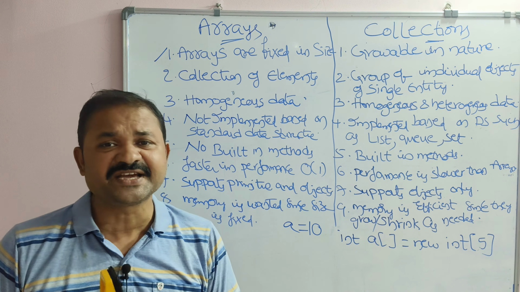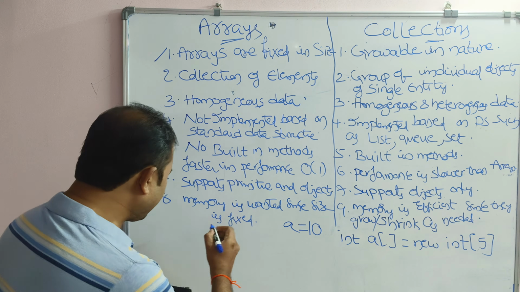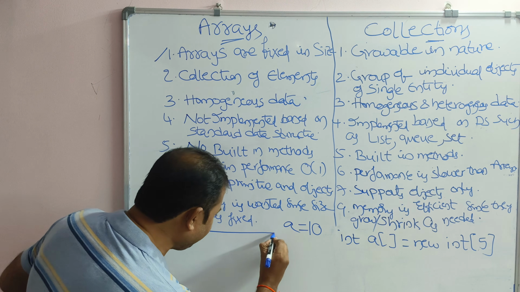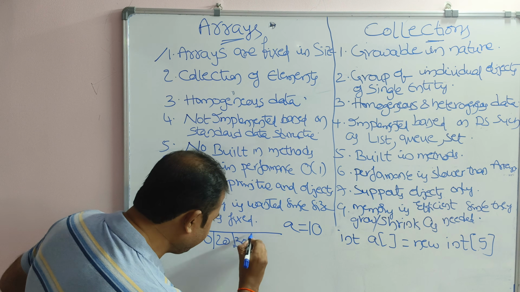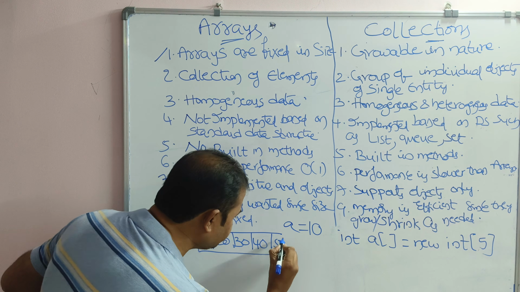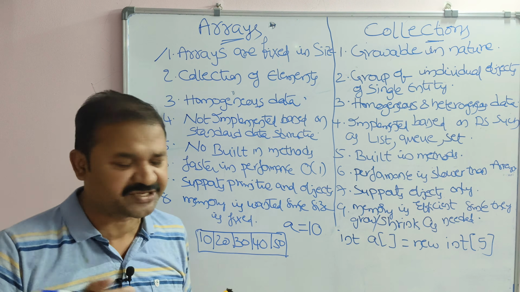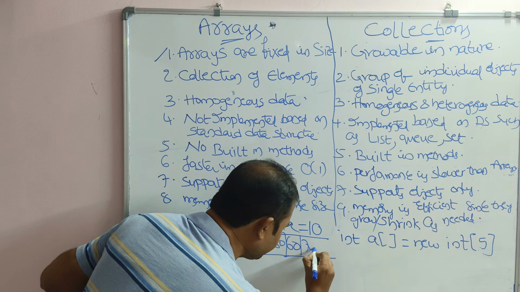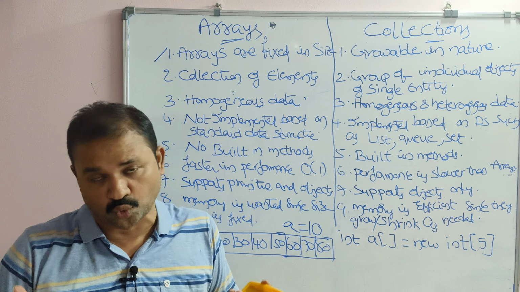Whereas collections are growable in nature. So let me have a collection like this. Let the collection contain 5 elements: 10, 20, 30, 40, 50. Let us assume that I want to insert 3 more elements: 60, 70, 80. There is no problem. The collection size will grow.